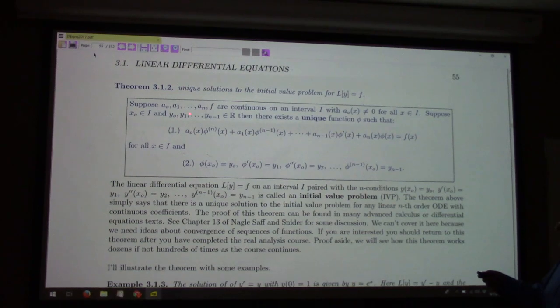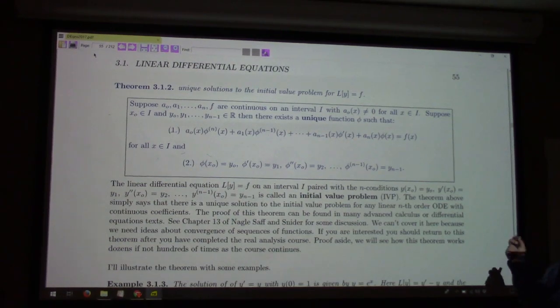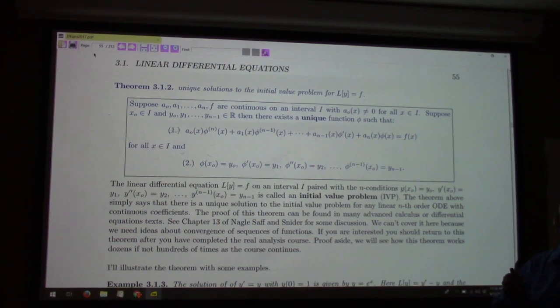Then here's the theorem. We're also given an initial data set. So here, y1 through yn minus 1 are not the solutions I was just talking about. These are actually given values, fixed real numbers. Think of it as an initial set of data at time x naught, or position x naught. Then there exists a unique function phi such that we can plug it into the differential equation, and it works. In other words, phi is a solution to L of y equals f.